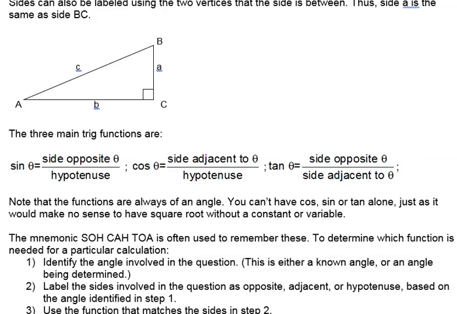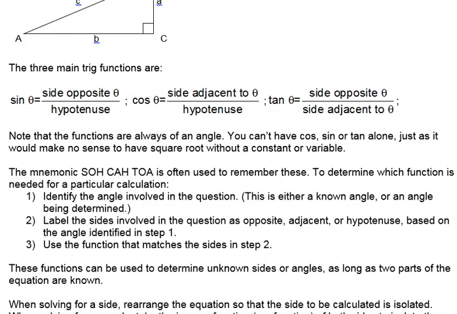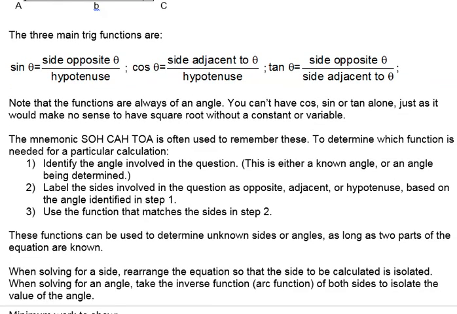Once we have the equation picked out, we can then use it to solve for our unknown value. We can solve for sides or angles as long as we know two of the three parts of the formula. For solving for a side, we simply rearrange the equation so that the side we want to know is isolated. When we're solving for an angle, we have to take what's called the inverse function or the arc function of both sides. And remember, the arc function and the function cancel each other out so that we're left with the angle.